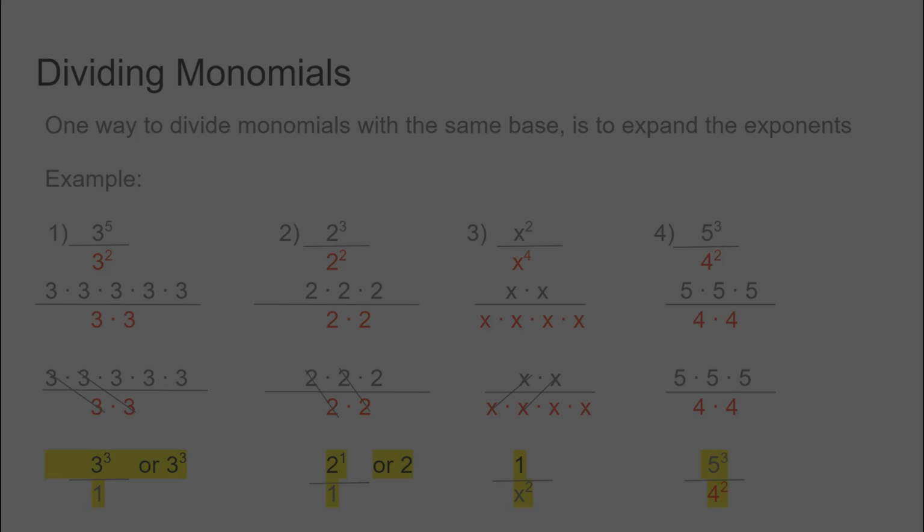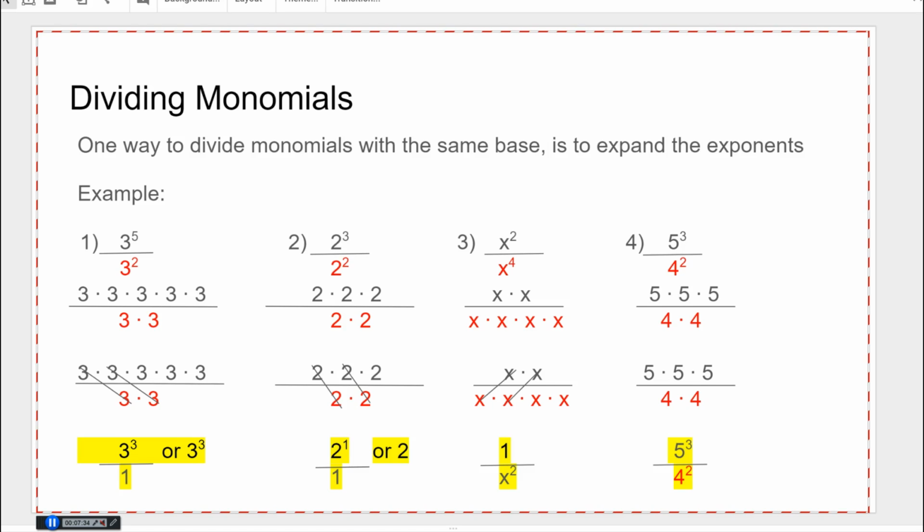We're now going to move on to dividing monomials. When we talk about dividing monomials, we're going to do the same idea and expand them. So let's take a look at this slide here. If we've got 3 to the fifth and 3 to the second, they have the same base. So I'm going to expand out 3 5 times, and I'm going to expand out 3 2 times on the bottom. Well, we know that 3 over 3 is 1, so that goes away.